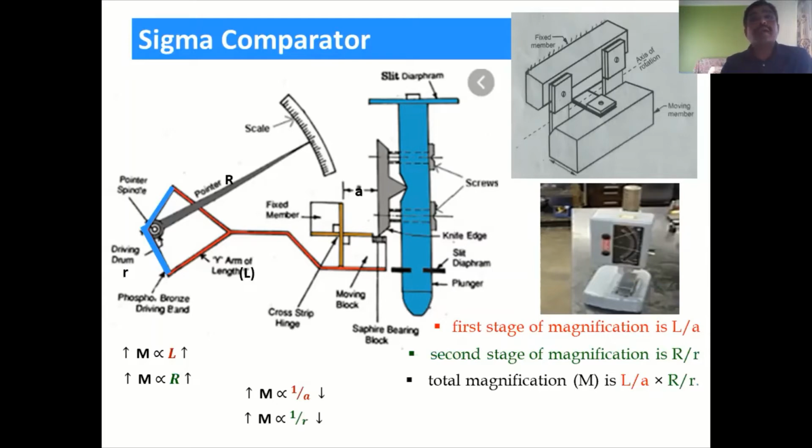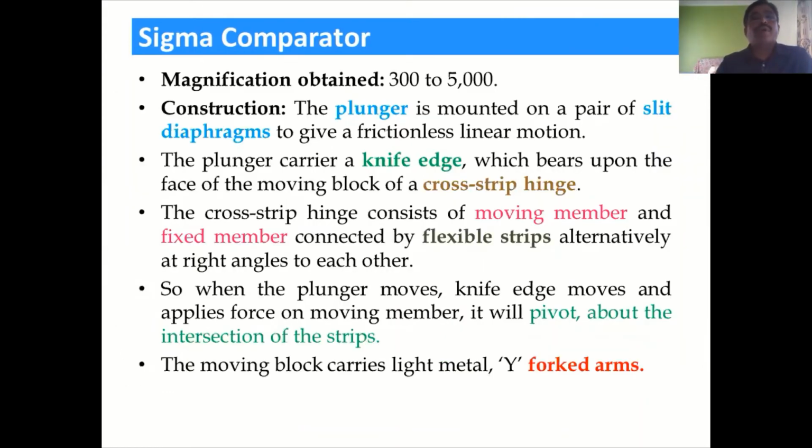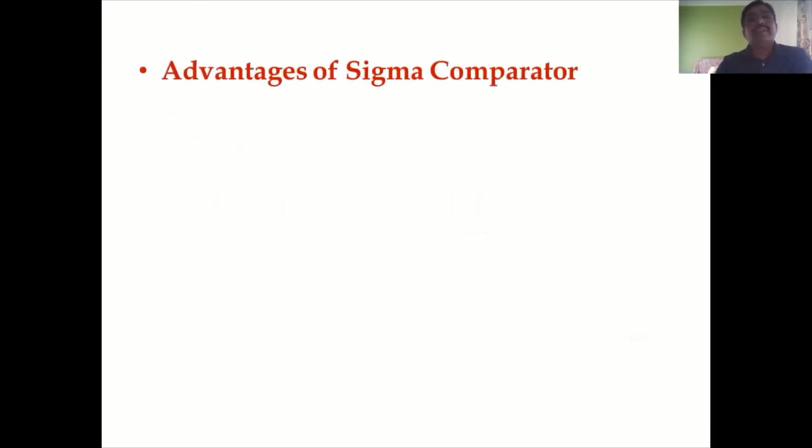It means that among mechanical comparators, the highest magnification is given by the sigma comparator, because the magnification has been taken at two stages. Next, I have written all the descriptions of whatever we have discussed now. Now, advantage.